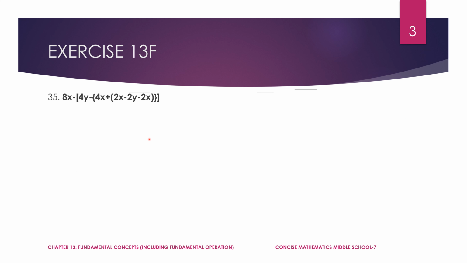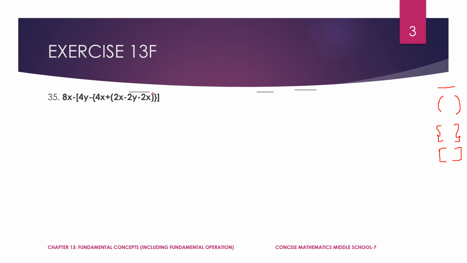35th question. Even here you need to first solve this vinculum, right? Let me write it over here so that you won't forget it. Firstly, you need to solve the vinculum, and next small parenthesis, next flower braces, next square braces. This is the order. So you have to move on simplifying by using this order only.